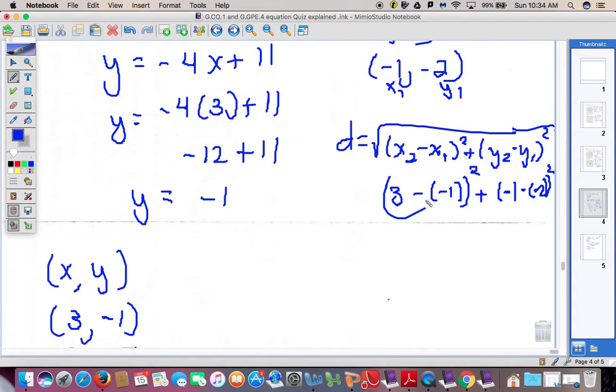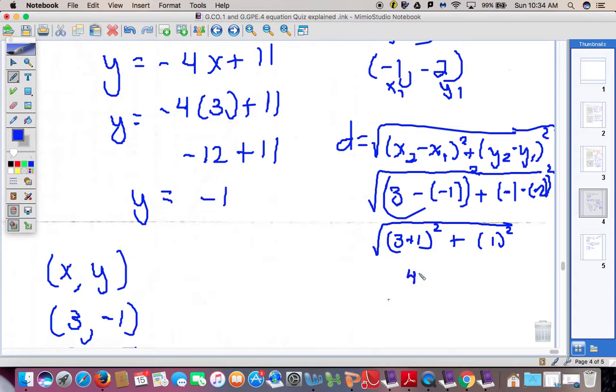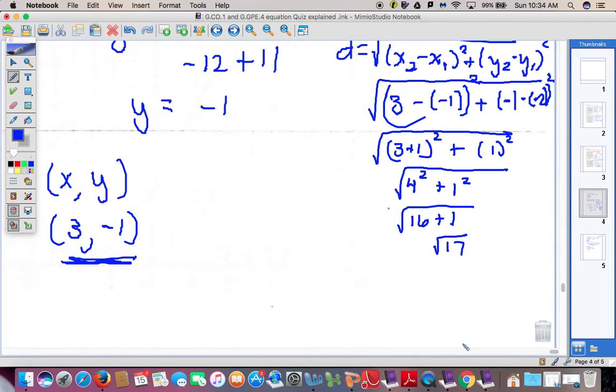That's a big mess. So 3 minus a negative 1 is going to be 3 plus 1, squared. And then over here I have negative 1 minus a negative 2, which is going to be 1 squared. And this is the square root. So 3 plus 1 is 4. So I have 4 squared plus 1 squared. 4 squared is 16. 1 squared is 1. And 16 plus 1 is the square root of 17. So this is approximately just over 4, 4.1 units.